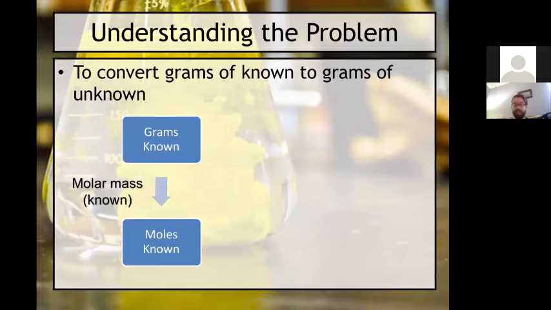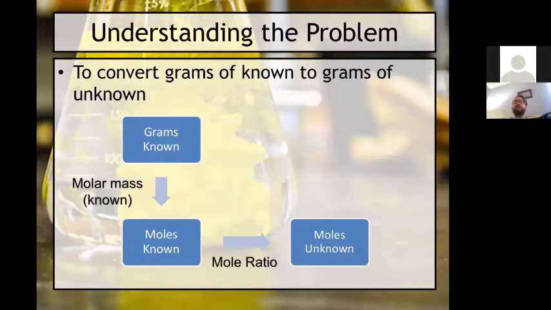The second step, we're going to go from moles known to moles unknown. That's exactly what we did last week. That uses the mole ratio from the equation, those numbers in front of each of the substances in the balanced reaction. Notice how I kept those on the same level. That's our horizontal shift, right? Grams to moles is kind of a vertical shift. It's the first thing we need to do. Then we need to cut over to another substance.